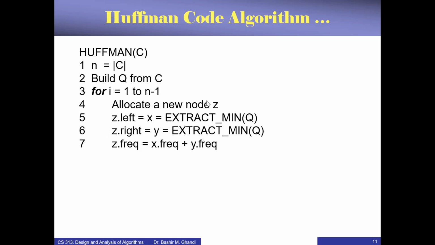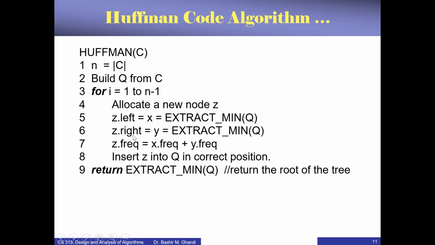Now, compute the frequency: add the frequencies of both X and Y. So X.freq plus Y.freq, add them up and assign the result as the frequency of your Z. So our node Z is complete now. It has a node whose content is the sum of the two frequencies of the left node and the right node. Now enqueue this node Z back into the queue. So insert Z into the queue. Obviously, since we are using a min heap, it's going to be positioned in the correct place.